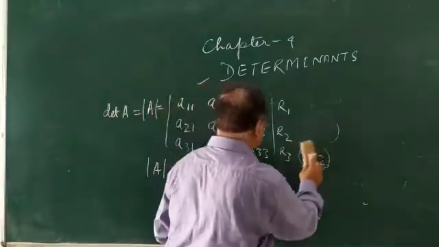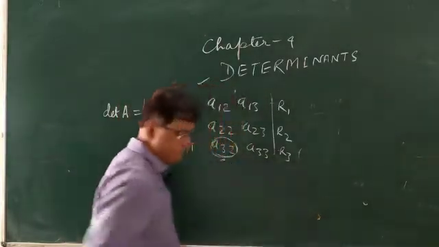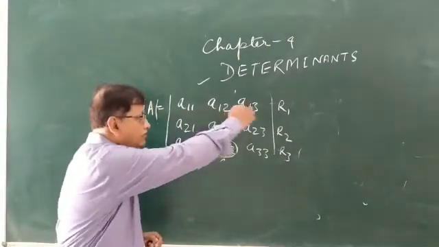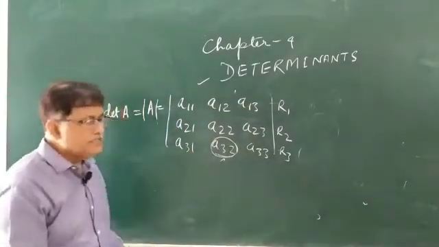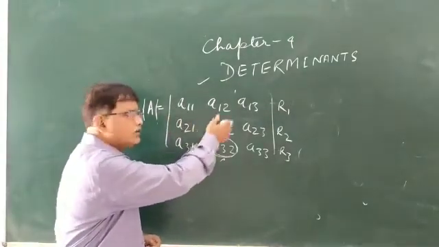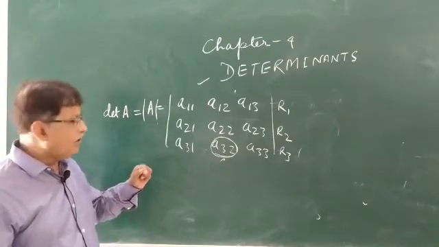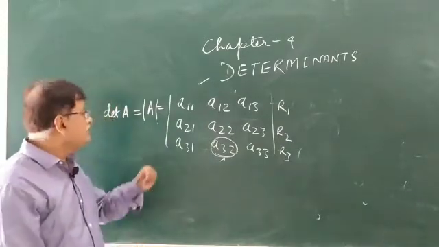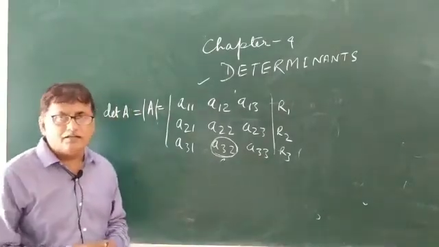Now see how to find the value of determinant. So either you find along the R1 or R2 or R3, means along the rows and same way along the columns. So how many rows are there? 3 rows are there. How many columns are there? 3 columns are there. So how many ways? 6 ways. You can expand the determinant and you get the value of determinant.